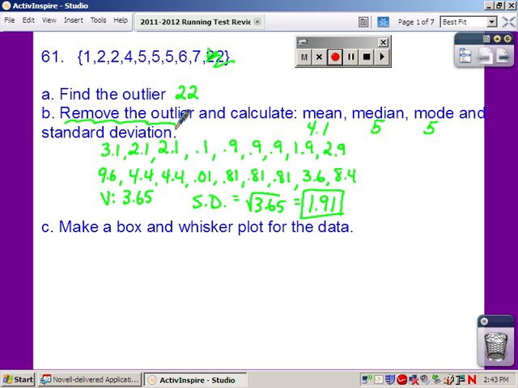All right, so now it says to make a box and whisker plot for this data. So box and whisker is all based on medians, not average. So I'm just going to make a quick number line here. And my numbers are going to go from 1 to 7, so I don't have to have a whole lot on here. I'm just going to start at 0 and go up to 7.